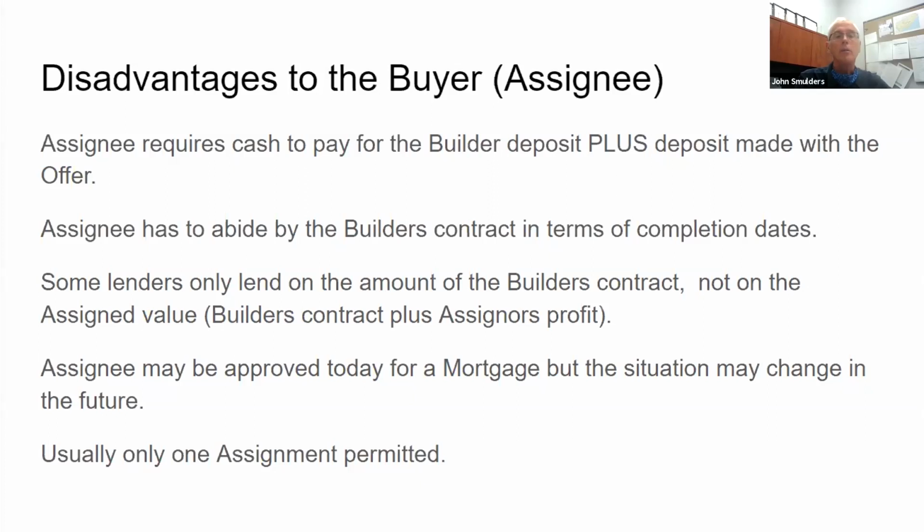The assignee has to abide by the builder's contract in terms of completion dates. And we'll see when we go through Form 145 that there is no completion date on the agreement of purchase and sale because we have to abide by the builder's contract. So we've had a few deals here that have definitely fallen apart when the buyer understands that the completion date is the builder's completion date, not the date that they necessarily want, because you can't put a completion date down on an assignment.